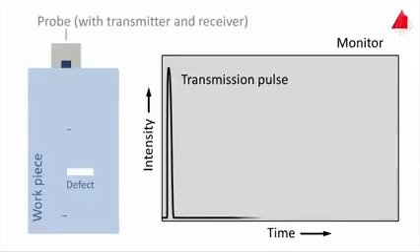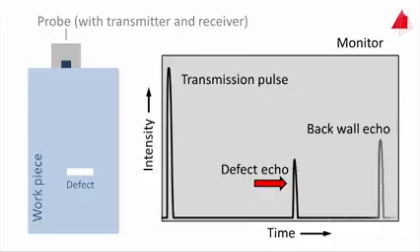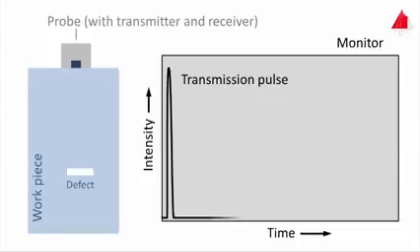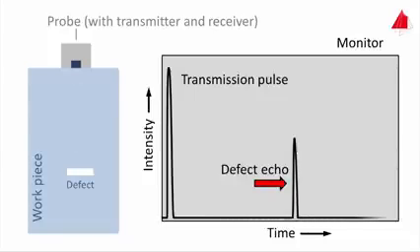Moving the probe towards the right leads to an additional echo created by the defect. Even further towards the right, only the defect echo is visible apart from the transmission pulse.